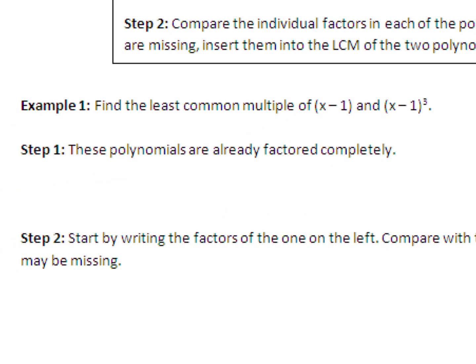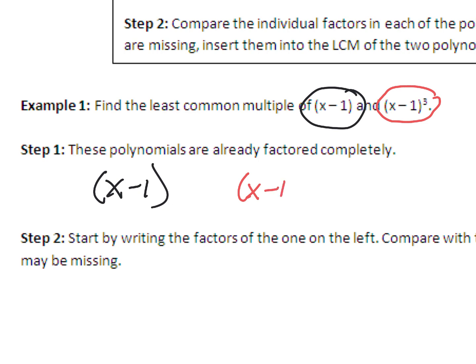So step 1, I write everything out in terms of its factors. Step 1 on example 1, x minus 1, that's prime. It's done. It's like having a 5 there. You can't break x minus 1 down anymore. If I were going to write x minus 1 cubed as a product of factors, that's just x minus 1 times x minus 1 times x minus 1.